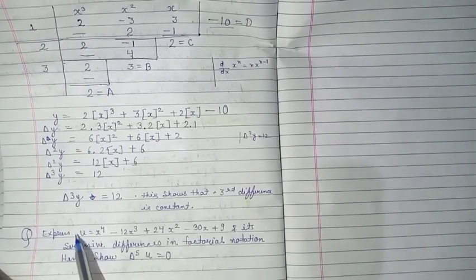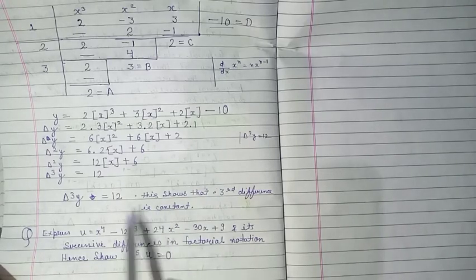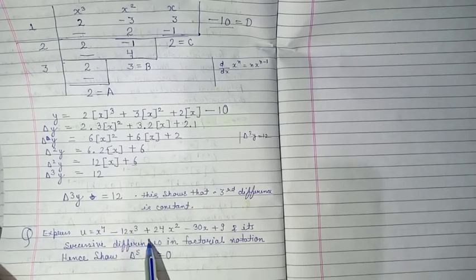In this question you have to express u equal to x to the power 4 minus 12x cube plus 24x square minus 30x plus 9 in successive differentiation in factorial notation, and hence you have to show that del 5 u equal to 0, means you have to differentiate 5 times and show that it is 0. So the question is u equal to x to the power 4 minus 12x cube plus 24x square minus 30x plus 9.